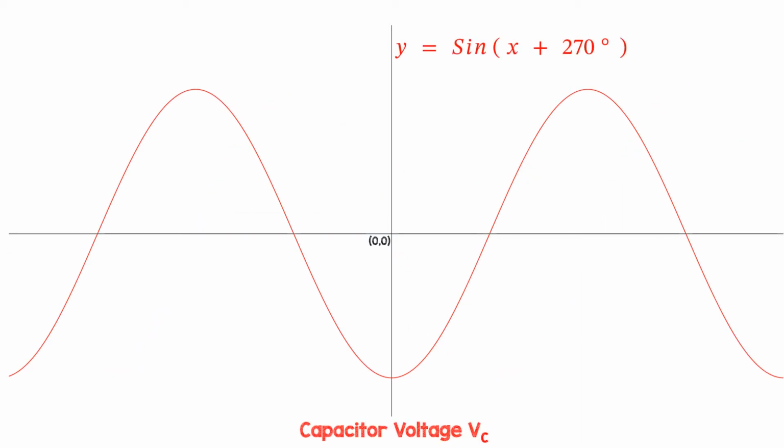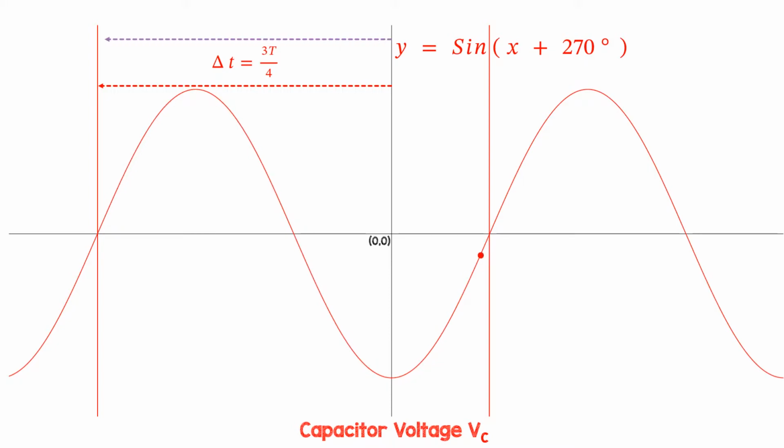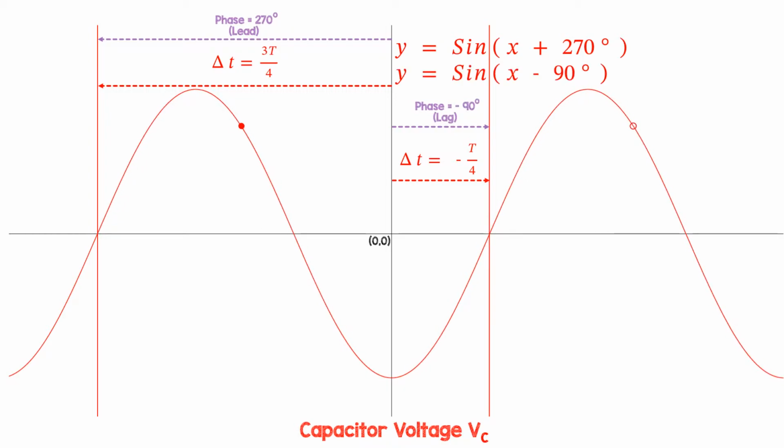For the capacitor voltage, Vc, we could use the equation y equals sine x plus 270 degrees, because this sine wave looks as though it started 3/4 of a period ahead, which would have a phase of 270 degrees leading. But we could see it as if the time difference compared to a normal sine wave is minus a quarter of a period, or having a phase lag of 90 degrees. And in electronics, this is how we view capacitor voltages.